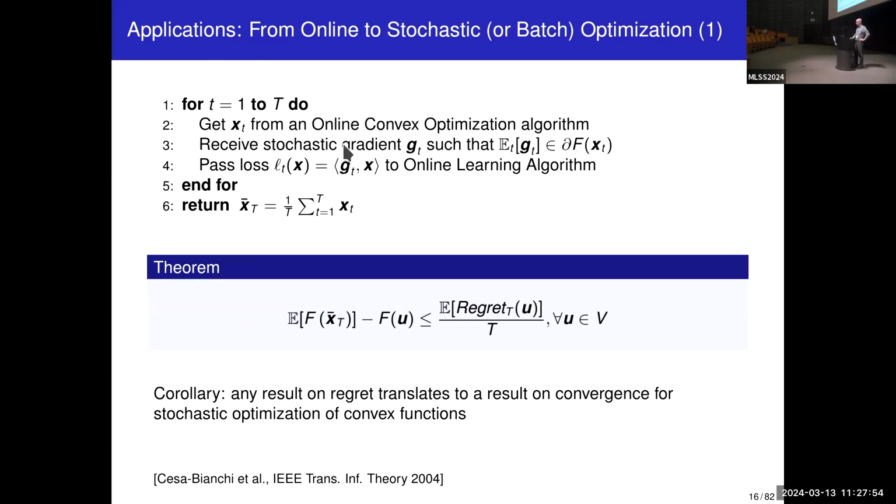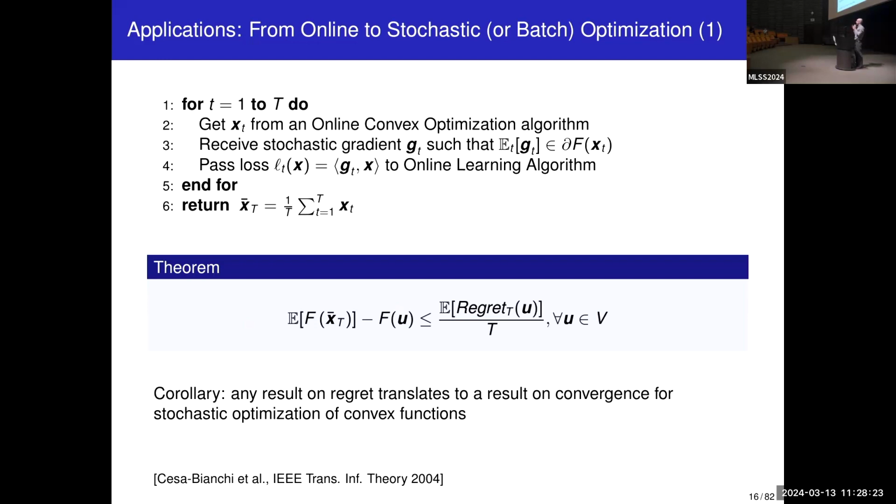And let's say that you're in the stochastic setting. So you receive a subgradient g_t such that the conditional expectation of g_t belongs to the subdifferential set of the function that you're trying to minimize at x_t. Now, with this g_t, you construct a loss. You construct a linear loss. And the linear loss is just the inner product of g_t with x. And you pass this loss to the online learning algorithm.